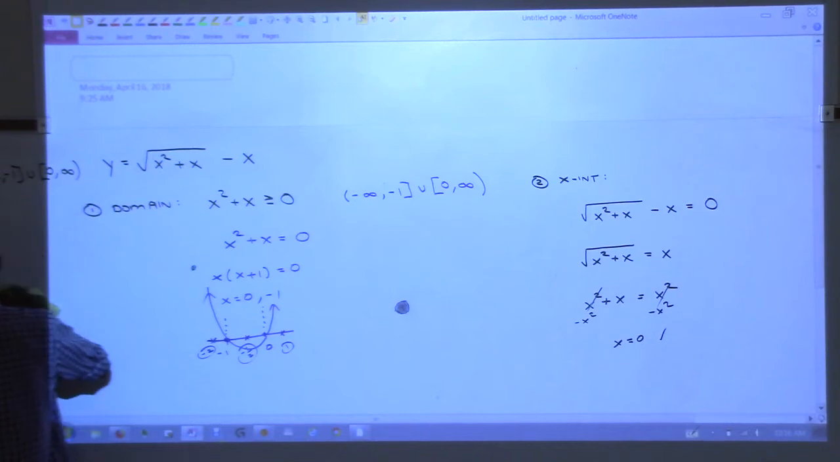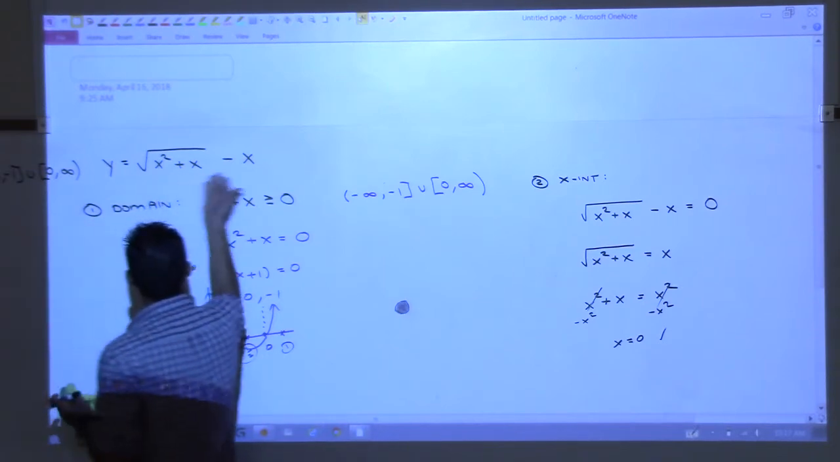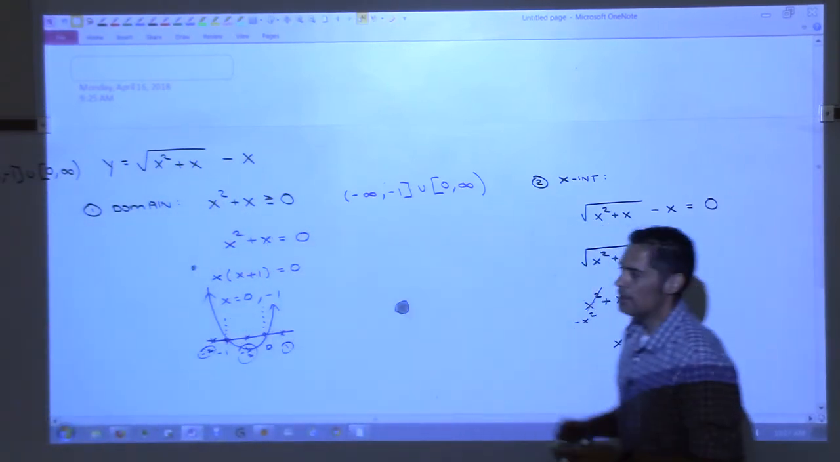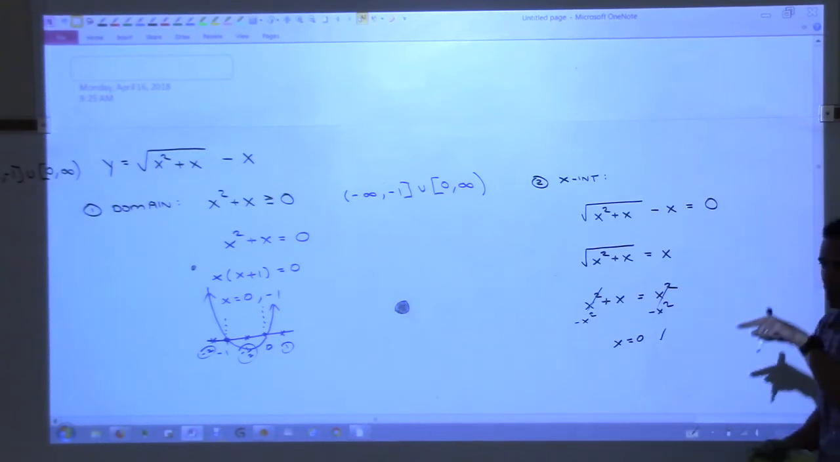How about the y-intercept? This one should be easy. Oh, it's the same as the x-intercept. Look at that. Right? If we plug 0 in, we get 0. So the origin, that point 0, 0, is part of our graph.